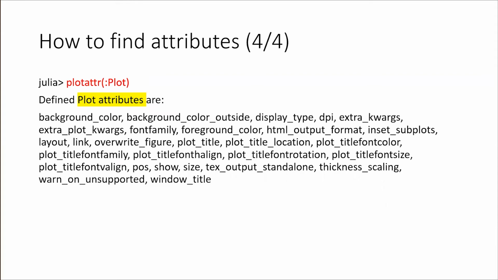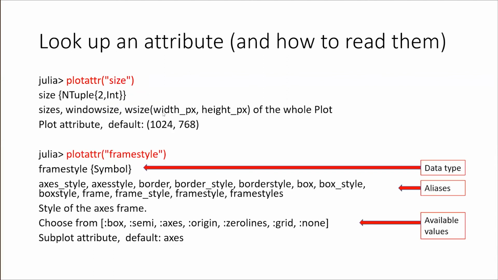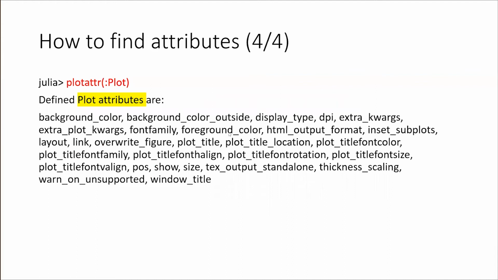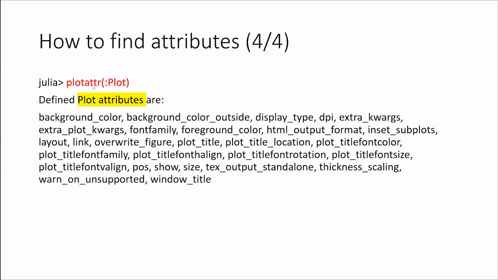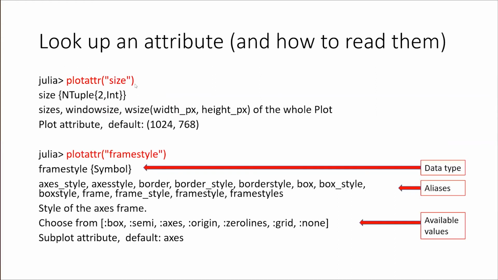But how do you find out the property of each attribute? For example, if you enter the attribute's name, say foreground color, in this case, you enter that attribute name with a double quote. You see the difference in the syntax. If you do plot attribute and one of the 4 names as a symbol, it will show you a list of attributes. If you put one of the attributes' names with a double quote, so double quote in Julia is a string, then it will show you the properties of these attributes. So it will show you the data type of the attributes, and also the aliases of the attributes.